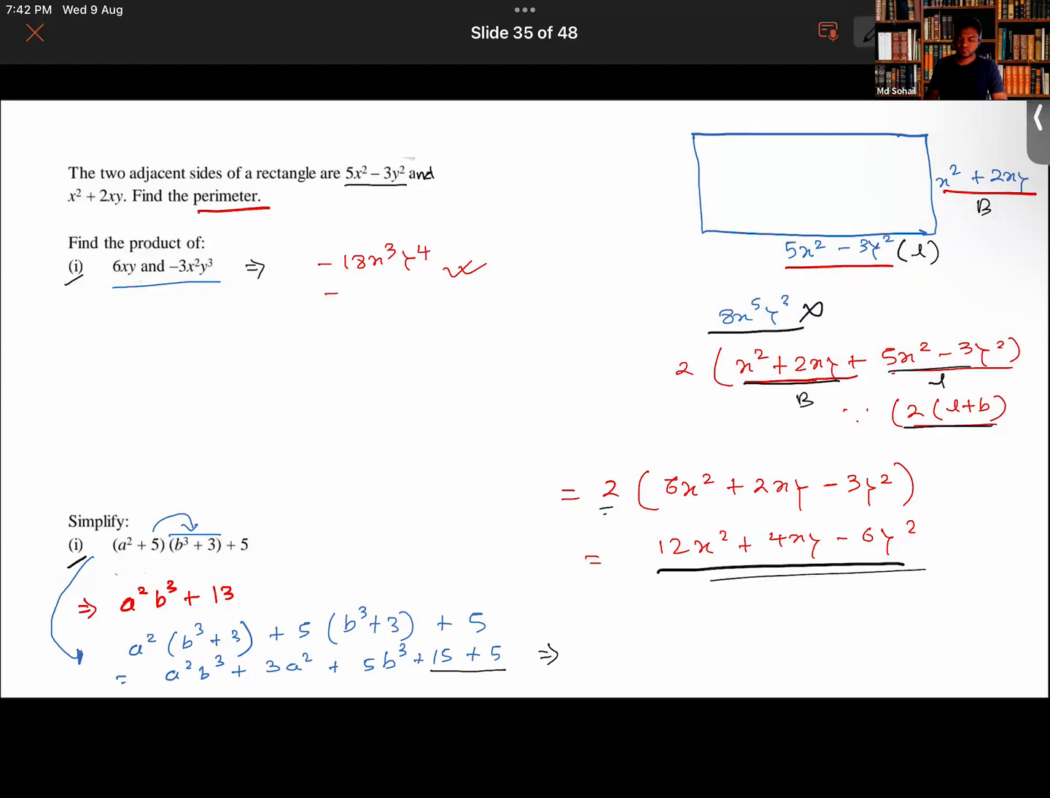So it is simply putting the like terms together if there are any like terms in it. So a square b cube, is there any other term that has the same variable with the same power? No, simply write it as it is, a square b cube. 3a square, no other term with the same variable. Yes, sir. And then 5b cube. So plus 20. So that is the required answer. Getting it? Hope that's clear to both of you.